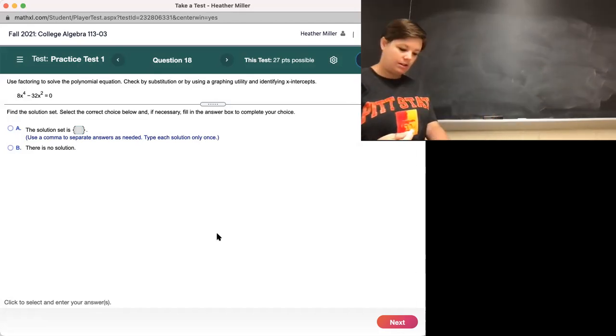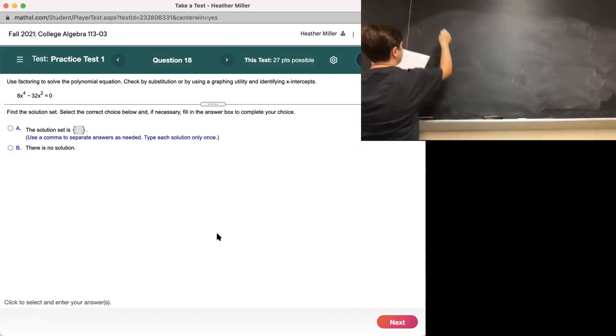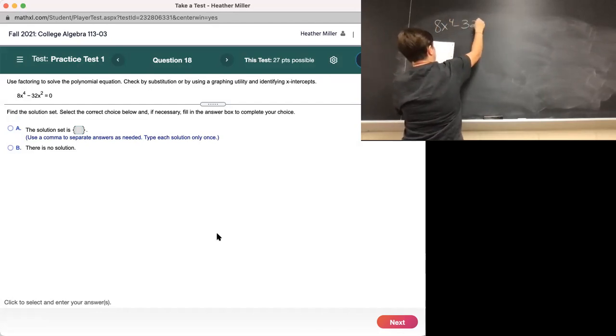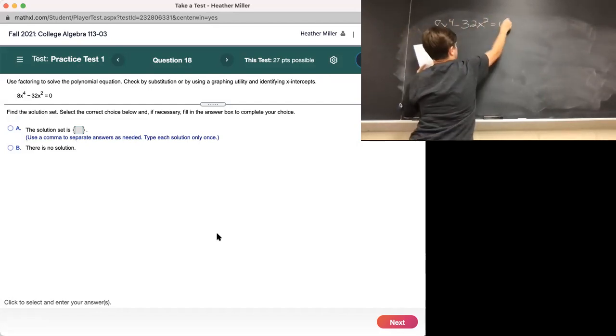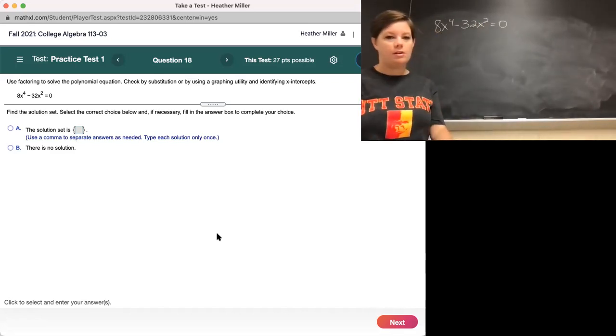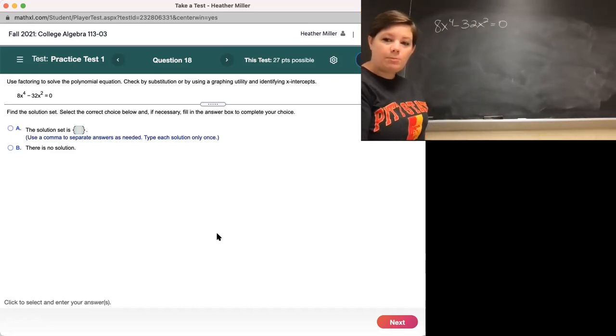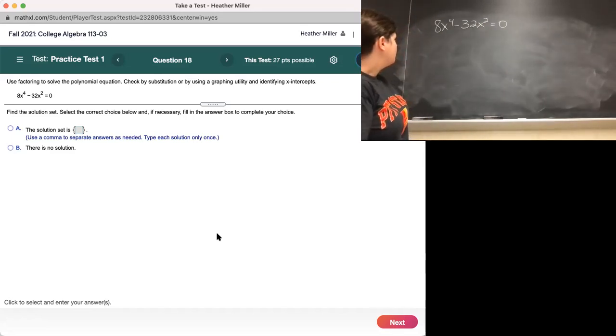Alrighty. Next problem. 8x to the 4th minus 32x squared equals 0. This is factor to solve the polynomial. So when you're factoring a polynomial, what you're doing is asking, what do these two things have in common that I can pull out? So what does 8x to the 4th minus 32x squared have in common?